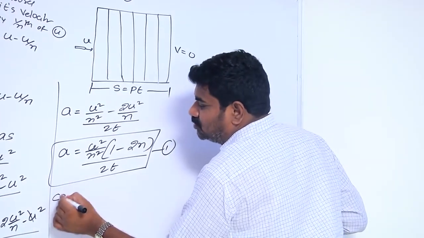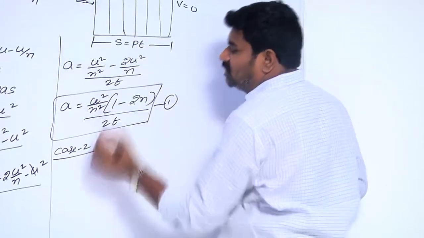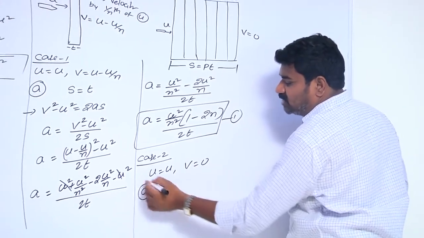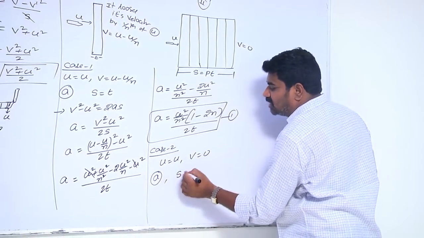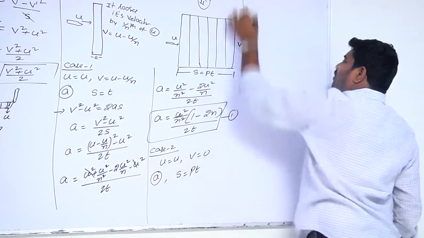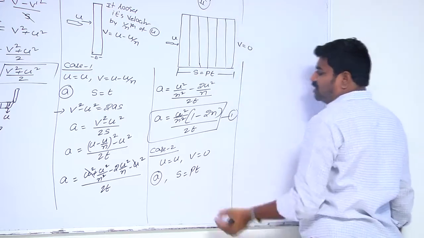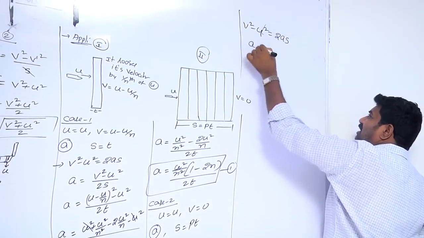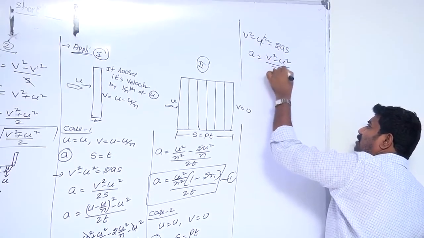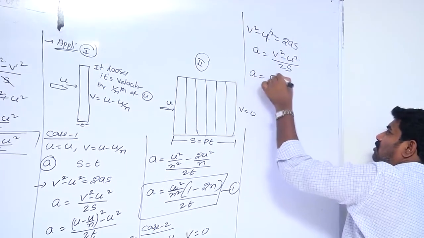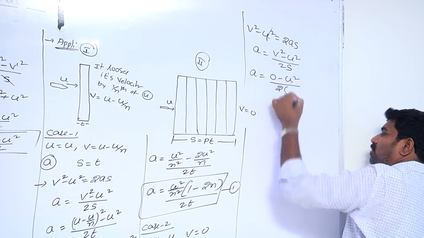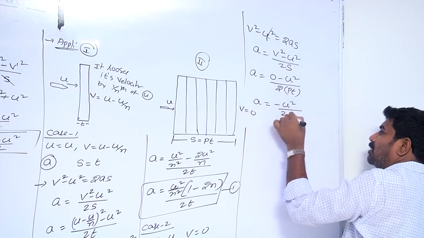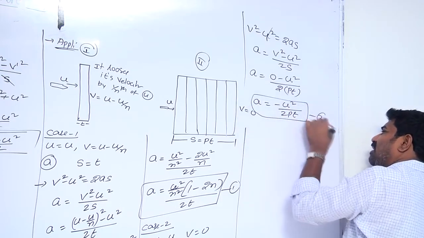Now we go for case 2. In case 2, the initial velocity is u, the final velocity becomes 0, and the acceleration is constant. The displacement is s equal to pt. Here also we use the same equation, v square minus u square is equal to 2as, so acceleration is v square minus u square by 2s, which is 0 minus u square by 2pt. So the acceleration is minus u square by 2pt. This is equation number 2.